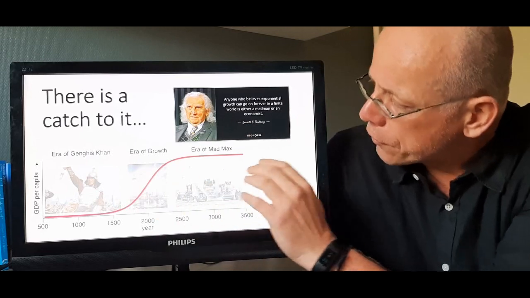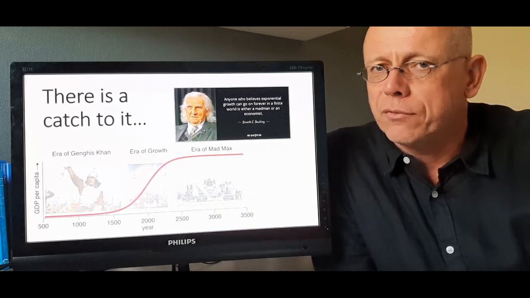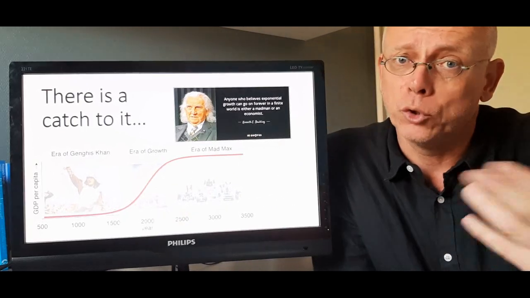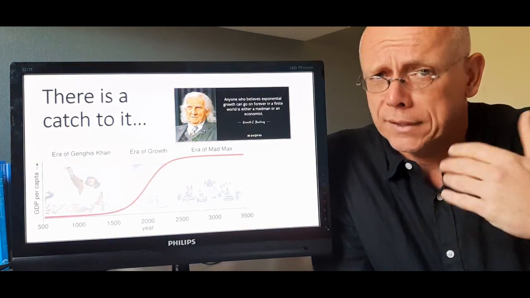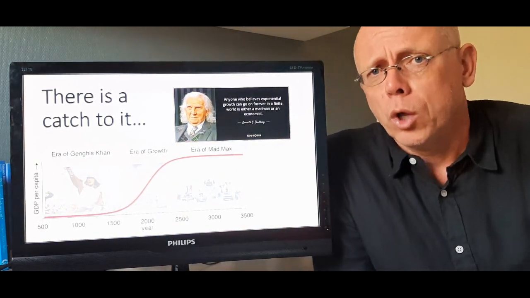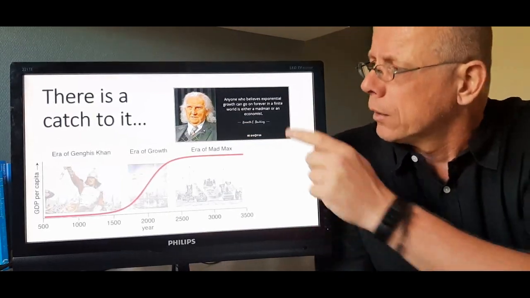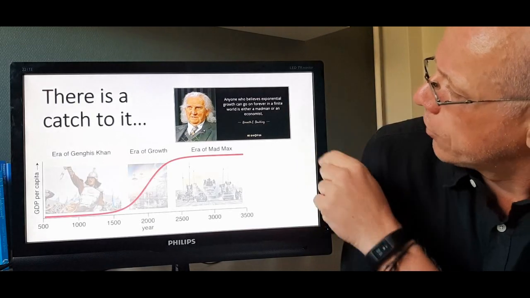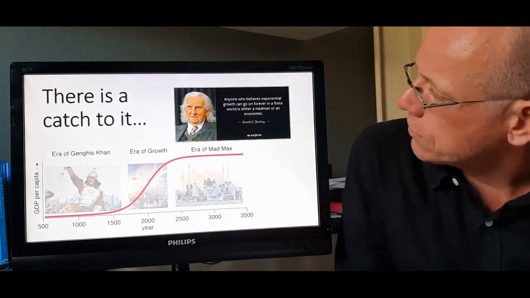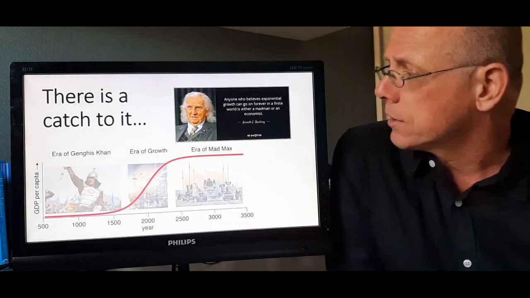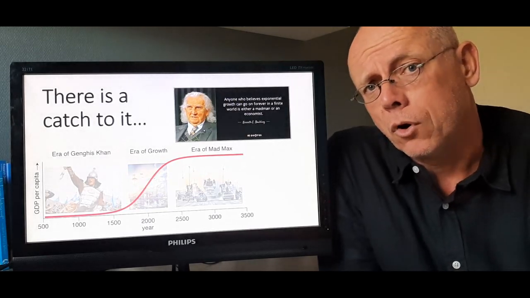Now, I don't know if you're familiar with the Mad Max movies. If not, then after looking at all the material that I provide to you, you can look that up. That gives you a pretty good idea what the world would look like if we've used up all our resources. As Kenneth Boulding said, anyone who believes that exponential growth can go on forever in a finite world is either a madman or an economist.